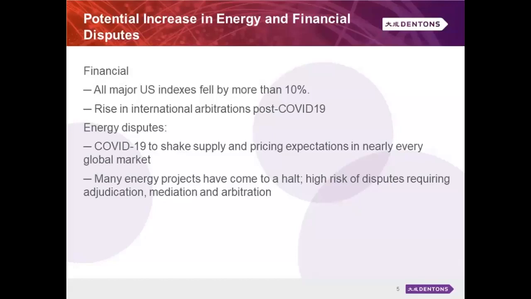So, for example, in the financial sector, all or most major U.S. indexes have fallen by more than 10%. Here, we believe that when we're coming out of COVID, so in a post-COVID world, there will be a significant rise in international arbitrations in relation to the financial sector, potentially claims made directly against government in litigation, but a significant number of B2B claims that could involve international arbitration.